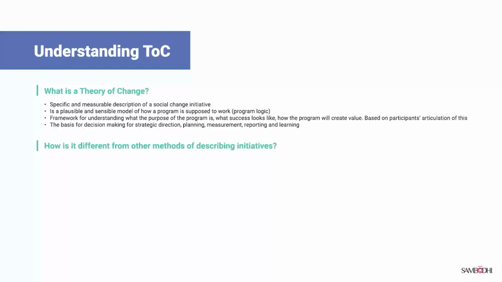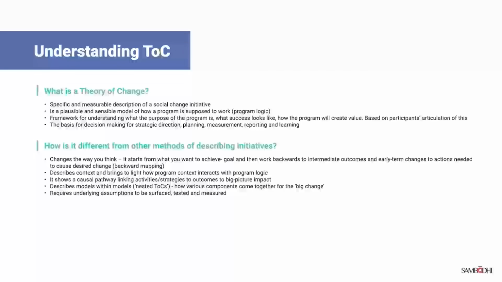But how is it different from other methods of describing initiatives? Well, TOC changes the way you think, starting with what you want to achieve and then working backwards to intermediate outcomes and any early-term changes to actions which are important to implement the desired changes. It also describes the context and brings to light how a program context interacts with program logic. It depicts a causal pathway that links activities to outcomes to big picture impact. It also requires underlying assumptions to be surfaced, tested, and measured.